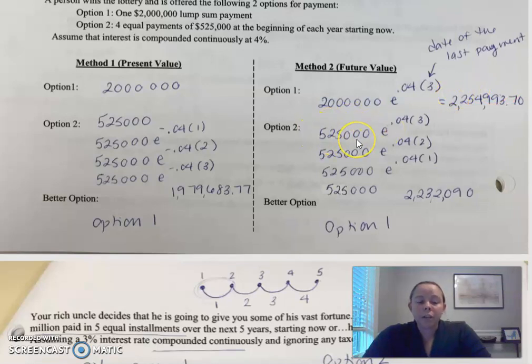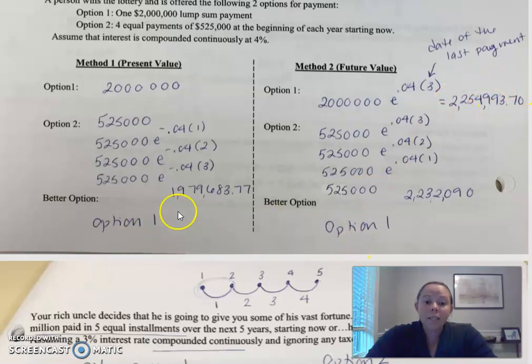Then the future value of what you get today, you'll get to invest for 3 years. What you get at the end of the year, you get to invest for 2, the third one, and then there's the last one. And that's the day that we're comparing the 2 values. And there it is. And you can see 2.25, and here you get 2.23. So of course, option 1 is better.